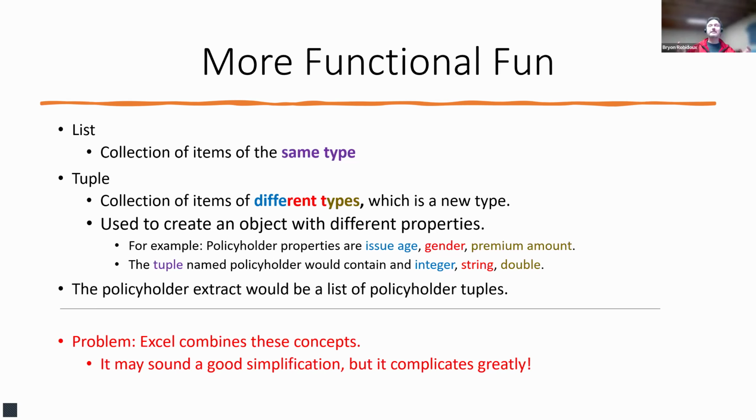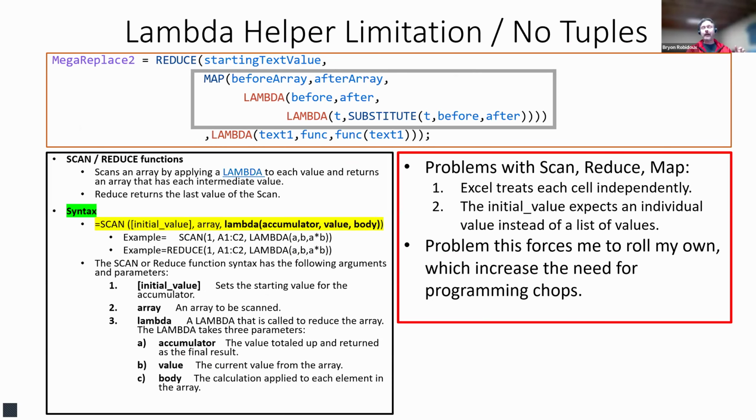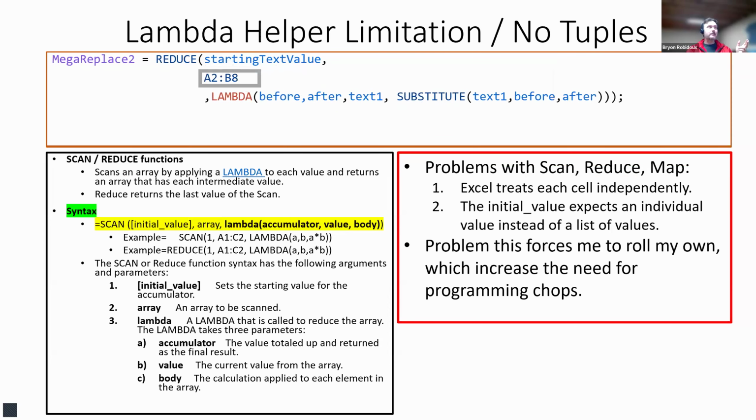The problem with Excel is that it combines the concept of list and tuple together. So what seems like a blessing is actually a curse, because this complicates your life. It doesn't make it simpler. Why? Remember when I was doing that recursion and I showed you this crazy map function that takes two values and maps to a function? Why did I do that? Why didn't I do something like this? Because this would have been a heck of a lot easier: just say, give me a starting value, give me the array, the before and after array, and then do the substitution.